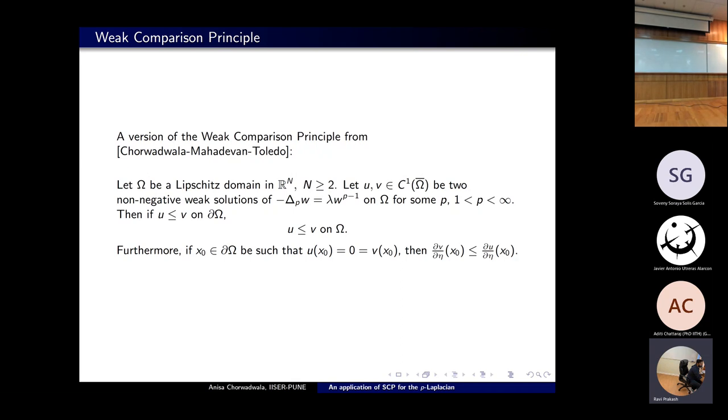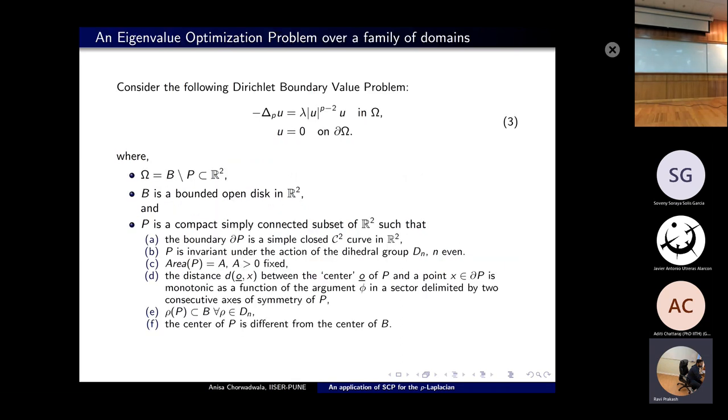And the result by Serrin and Zou is a strong comparison principle because we could conclude that v is strictly greater than u. Furthermore, at the boundary point, this is something analogous to the Hopf lemma. At the boundary point, if u and v coincide and they become zero, because my u and v are non-negative, that is the extremum value for u and v. In this case, you can compare the normal derivatives of v and u. So this was the weak comparison principle which we applied to get the weaker result.